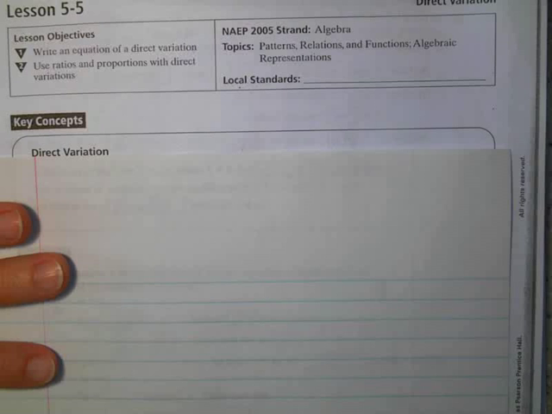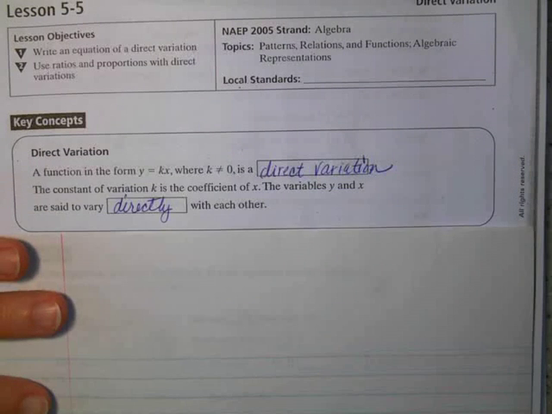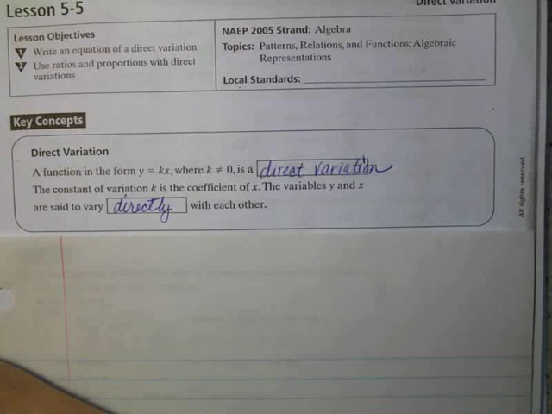This is for Algebra, Lesson 5.5, Direct Variation. In this lesson our objectives are to write an equation of a direct variation and use ratios and proportions with direct variations. Okay, so clearly our focus is direct variation, and that is our key concept.